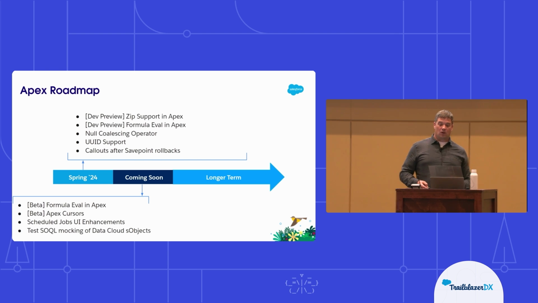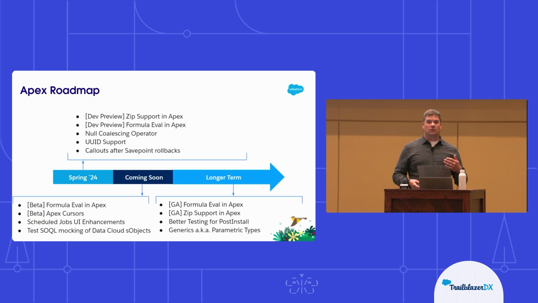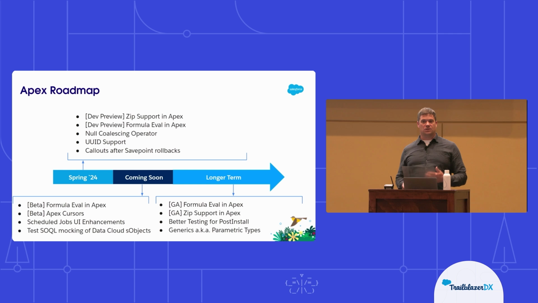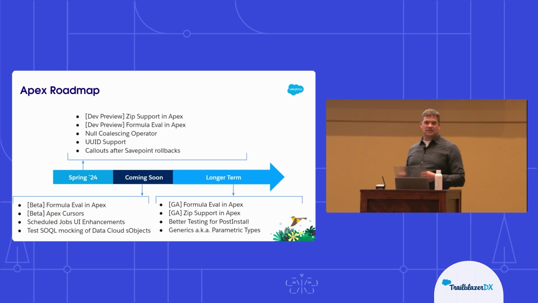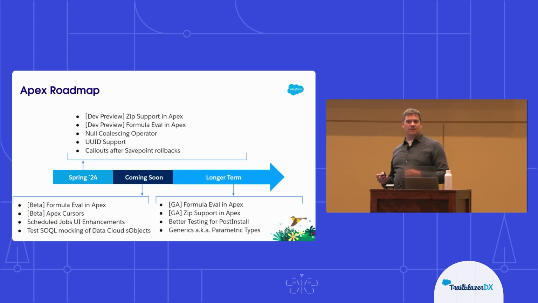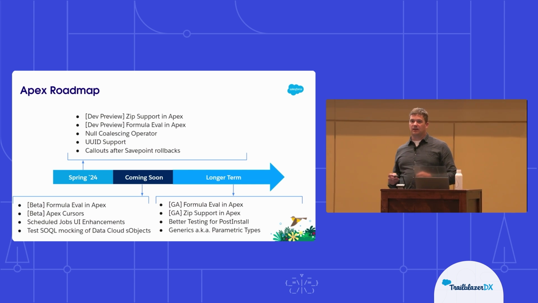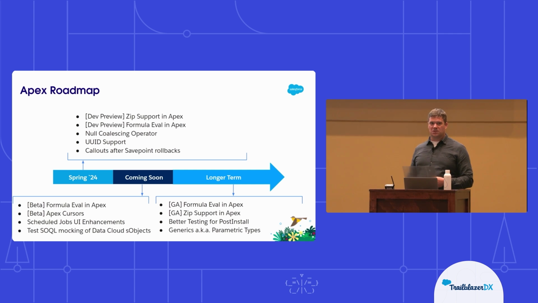And then longer term, obviously we're working towards taking the features that we've been working on in dev preview and beta towards GA. So we'll look at getting formula evaluation in Apex to general availability. Same with zip support. There's other features that we've been working on around better testing support for post-install scripts from Apex to be able to run those directly in your test contexts. And then as we've gone through where we're going with generics, or I should say parametric types, going forward.